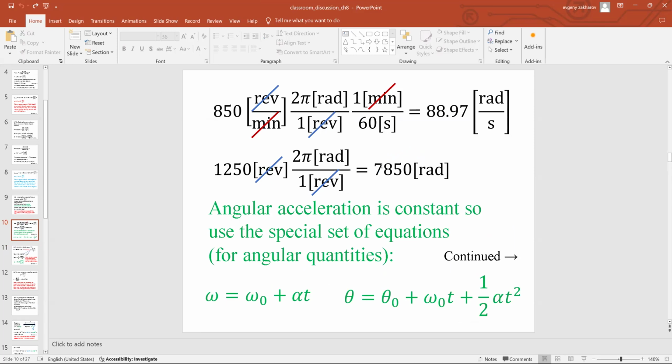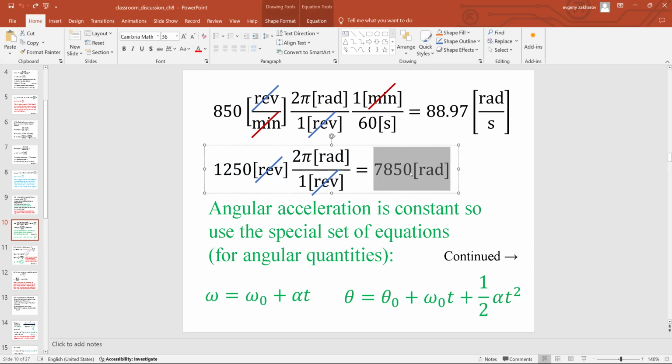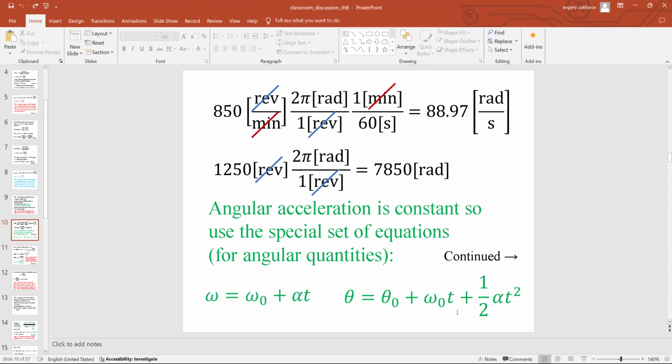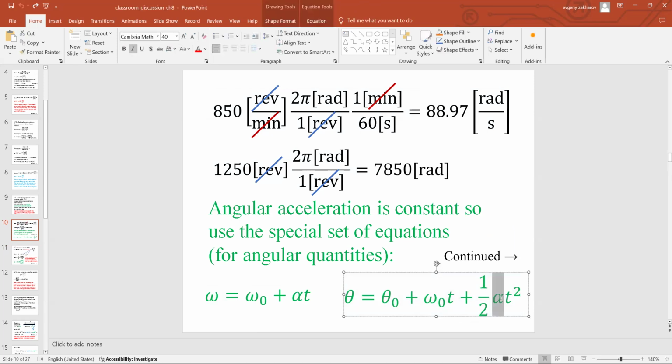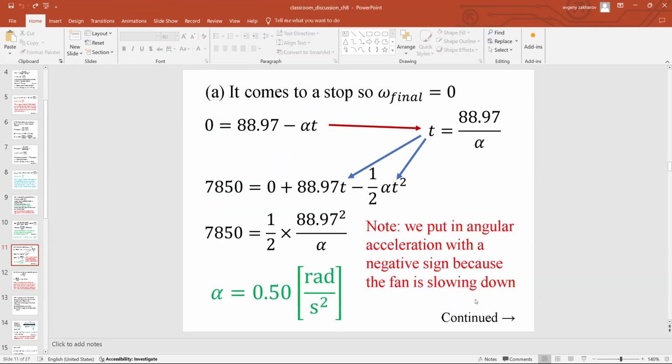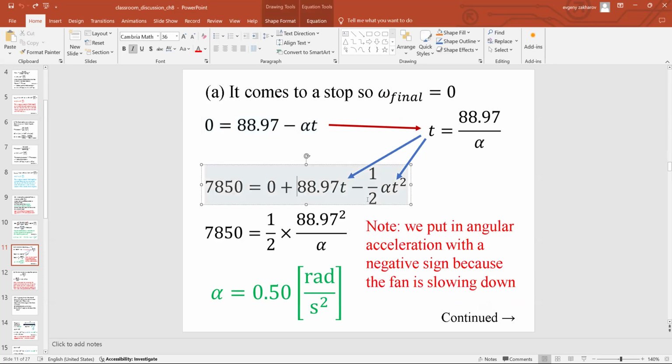You can't do revolutions. You have to go with radians. So 7850 is your amount of radians for angular position, starting from 0, plus omega sub 0 is given at 88.97. T is the same T as you have for the previous equation. Time goes the same way for both equations. And alpha is what we're looking for. We're trying to solve for alpha. So this is your angular velocity equation, and this is the angular position equation.